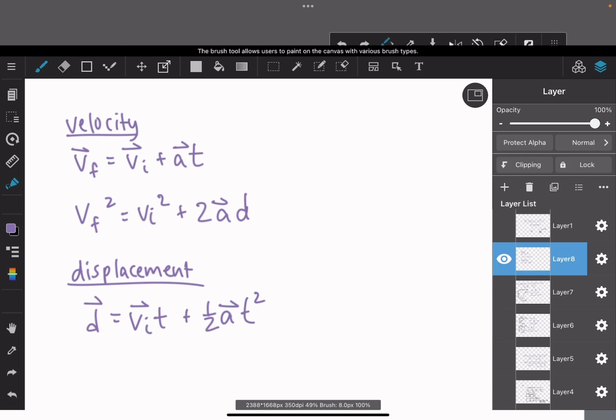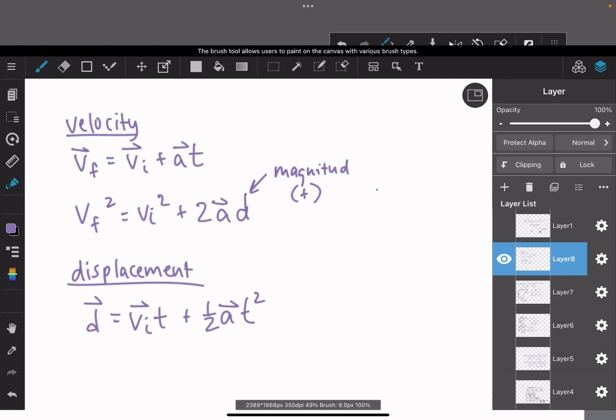The second velocity equation is velocity final squared equals velocity initial squared plus 2 times acceleration times distance. One thing to note about this velocity equation is that this is magnitude. So it would always be positive. The displacement equation is displacement equals initial velocity times time plus 1/2 times acceleration times time squared.